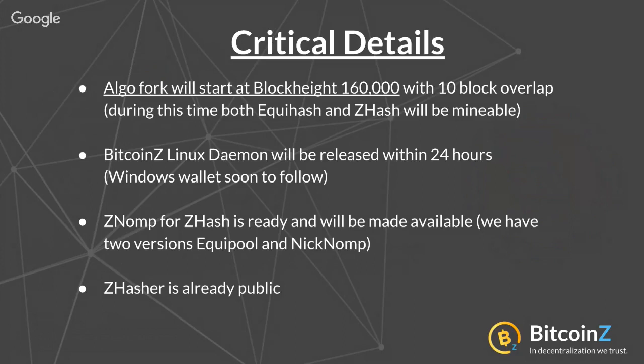The ZNOP for Zhash is ready. Nicholas on the dev team has been working pretty critically on several things, not just the pool change but the daemon itself as well, along with renuzit. So we have a ZNOP version available with Zhash, and we have two. There's what we're calling NickNOP, because he put some time into changing that, and then there's a version that Equipool is working on. I think the major difference right now is that Equipool's version is trying to be more dynamic, so that people who want Equihash coins can also have Zhash coins. That's my understanding.